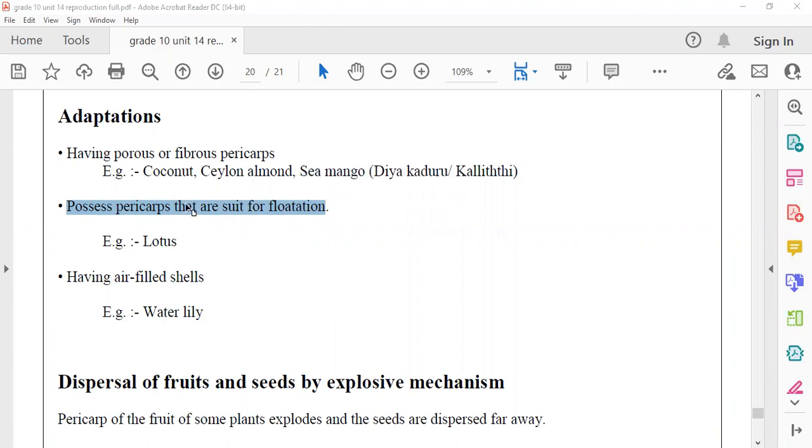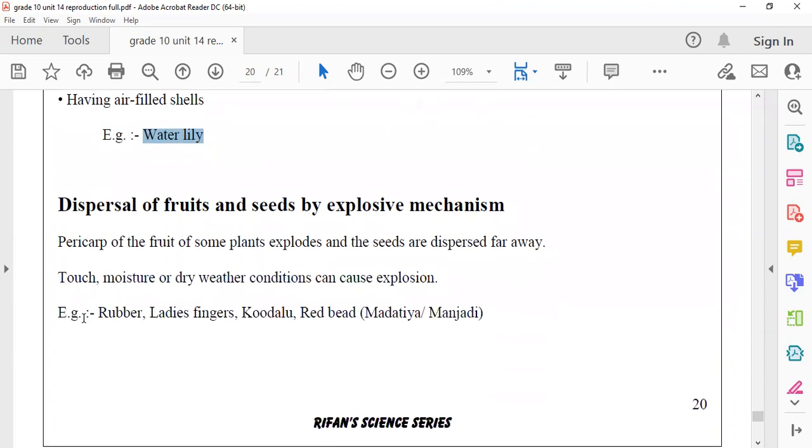And air-filled shells can be noticed in water lily. And last, the dispersal mechanism is the explosive mechanism. In the explosive mechanism, the fruit will blast. It will explode, and that blast will throw the seeds away. The blasting material is the fruit. The thrown material is the seed.